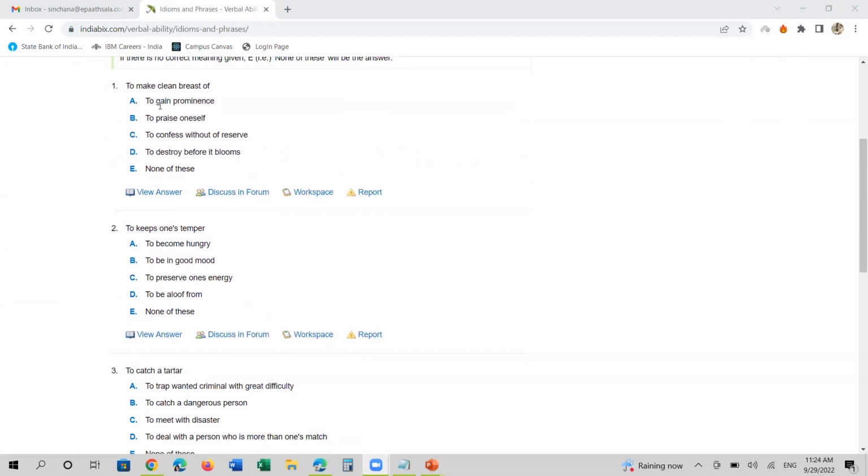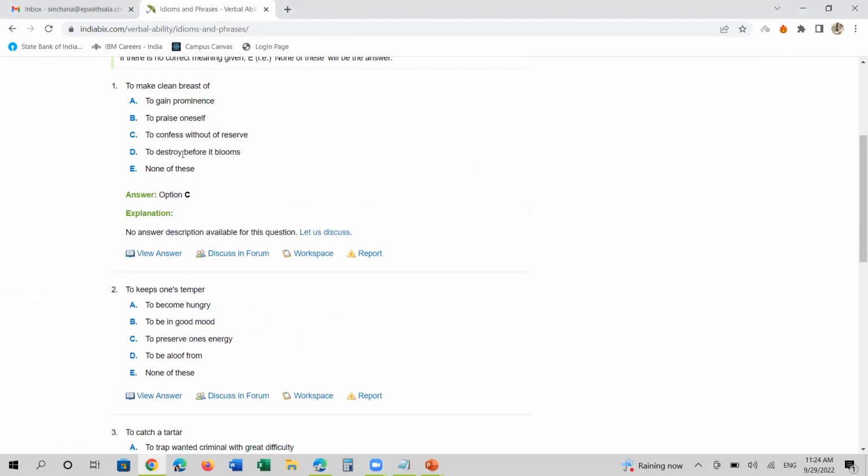So number one, you have to understand which is the correct meaning. To make a clean breast of: to gain prominence, to praise oneself, to confess without reserve, destroy before it blooms, none of these. What is the answer? Option C, to confess without reserve. You cannot give any explanation of why this is the meaning, but this is the meaning. You have to read it and learn it by heart.